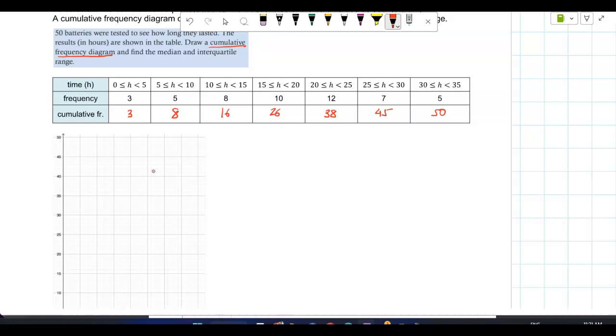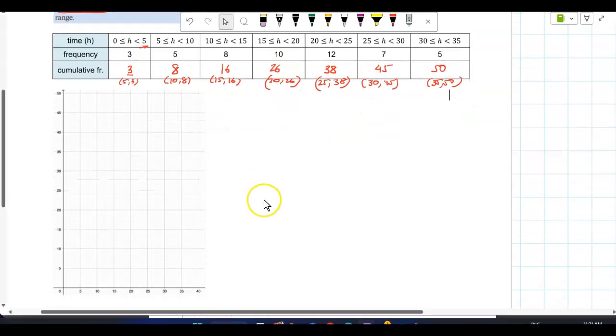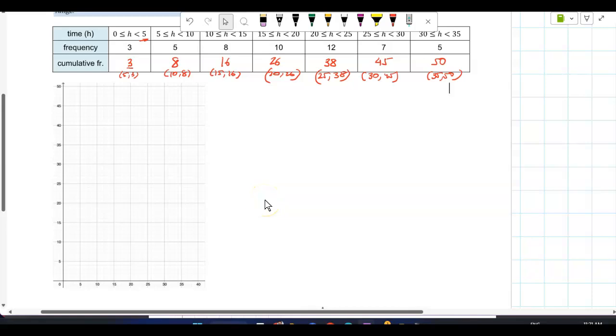So now you have to plot the upper limit versus the cumulative frequency. So you'll plot 5, 3. 10, 8. 15, 16. 20, 26. 25, 38. 30, 45. And 35, 50. Is it always the case that sometimes the first one can be larger? That is immaterial, so you don't have to overthink anything.